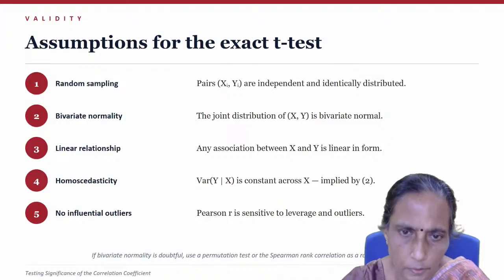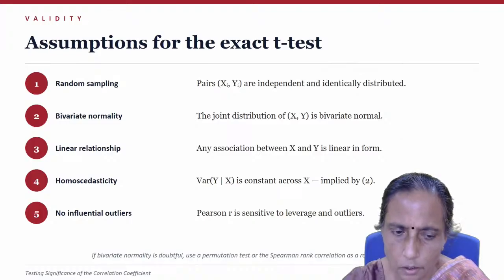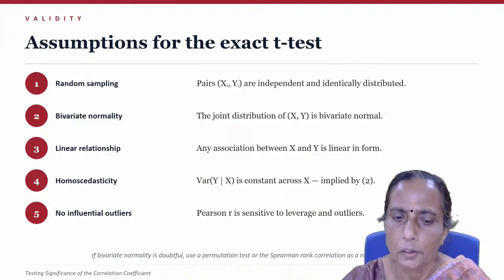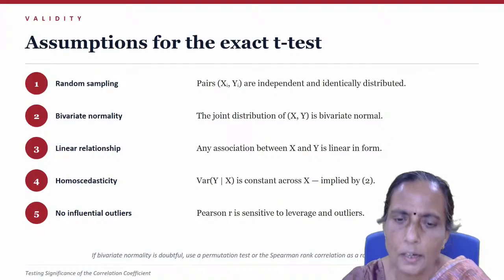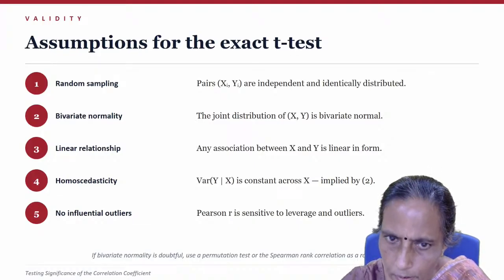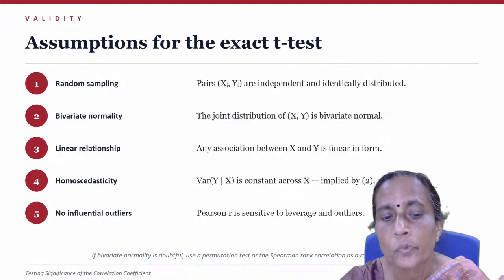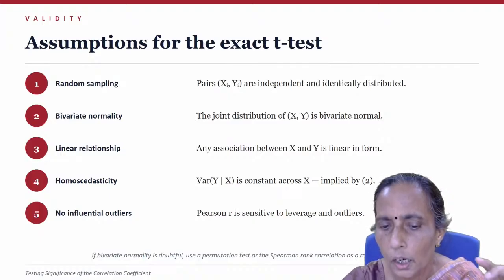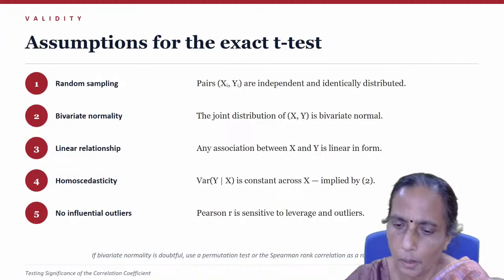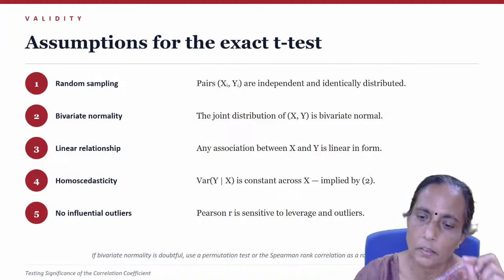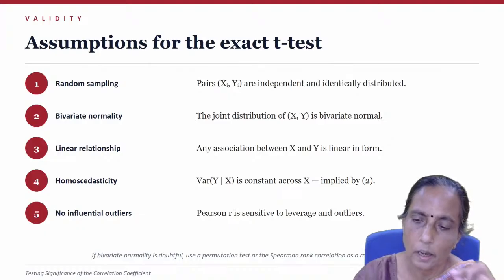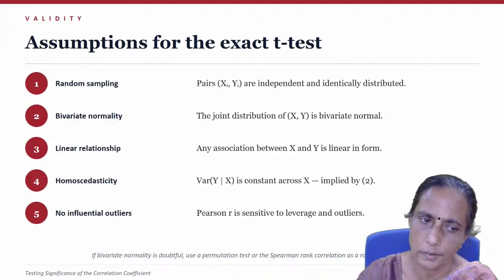Okay, if you have any doubt that the distribution is bivariate normal, if the joint distribution is not coming out to be bivariate normal, in that case we may use Spearman's rank correlation as a robust alternative.